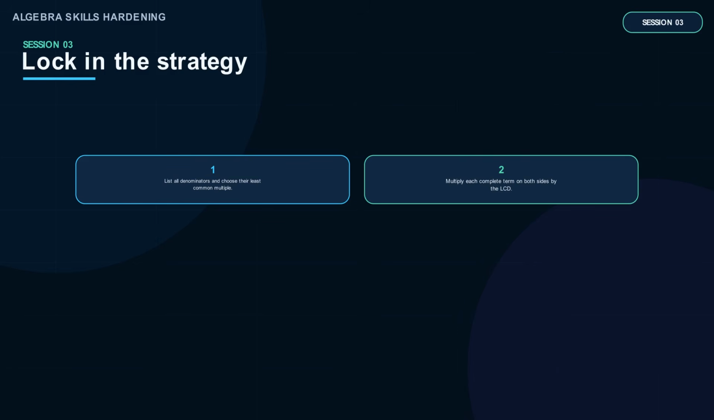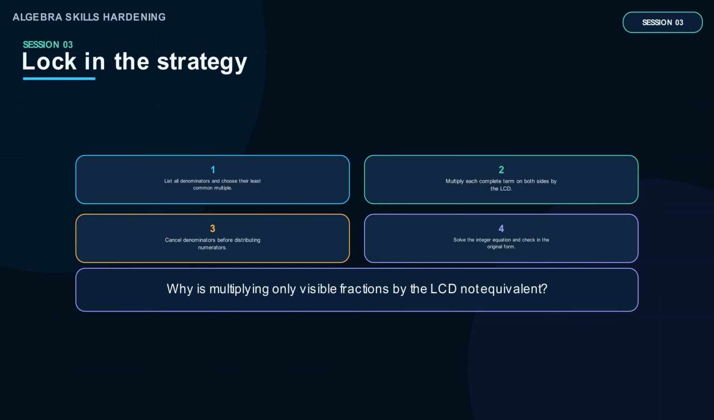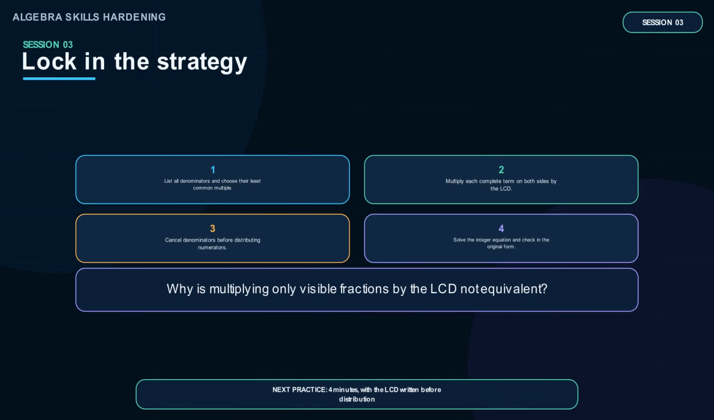The central message is, select an LCD that clears every fraction in one move. Combine it with the discipline to scale every term of an equation consistently. Finish by remembering to convert decimal equations without mixing place value scales. This turns a calculated result into a justified answer. Reflection. Why is multiplying only visible fractions by the LCD not equivalent? Name the error specifically so you can interrupt it next time. Practice one fresh problem within 4 minutes with the LCD written before distribution. Keep the work readable, check it independently, and carry the routine forward.